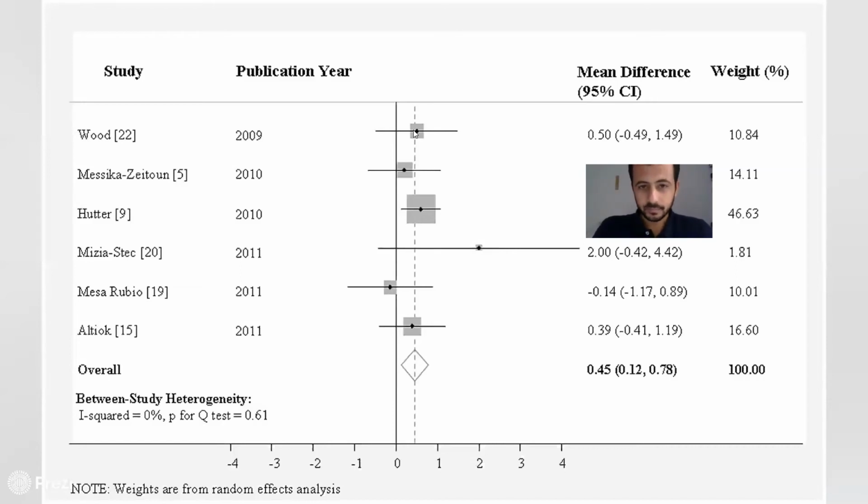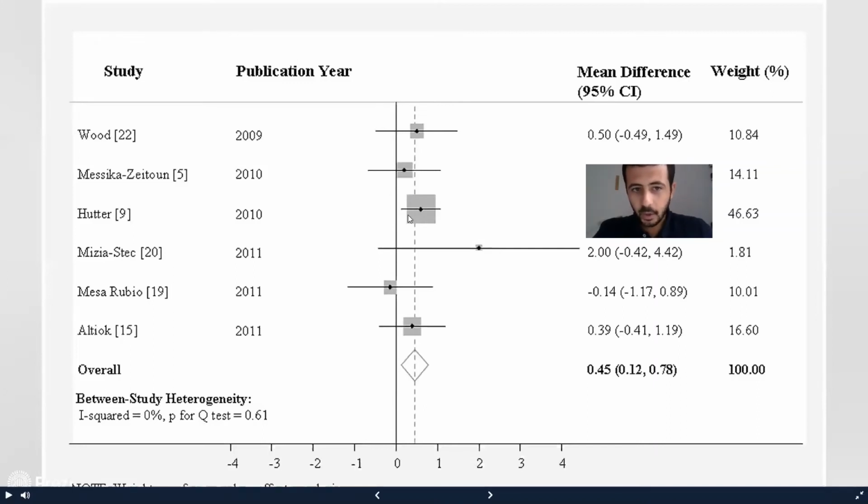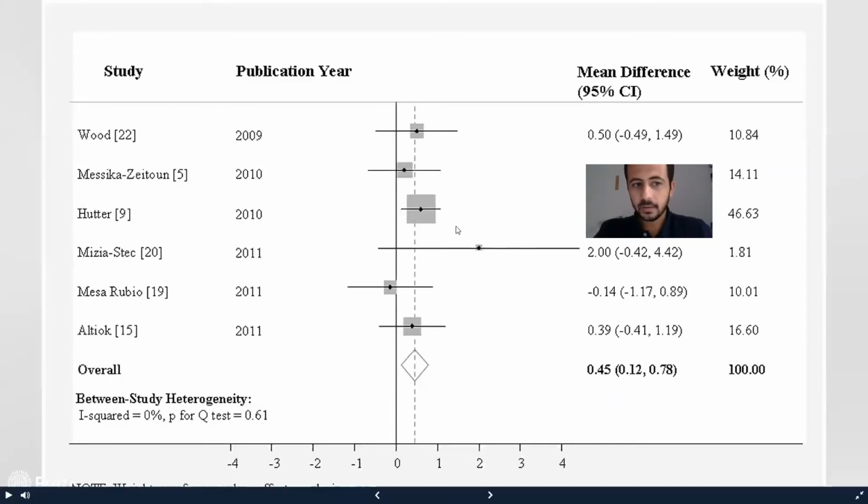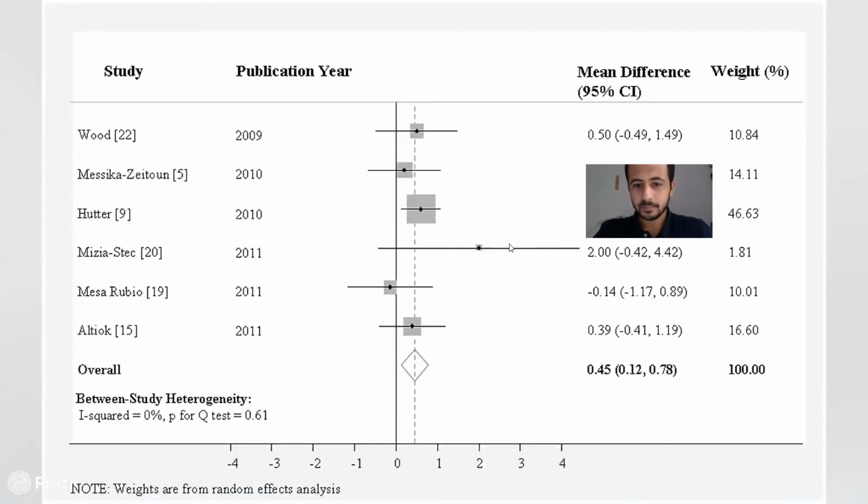Higher sample size, higher weight. And you can see it here in the Hotter study, and the opposite can be seen here in the Mesia study. You all agree? In this study, I have questions after the break. But do you agree?